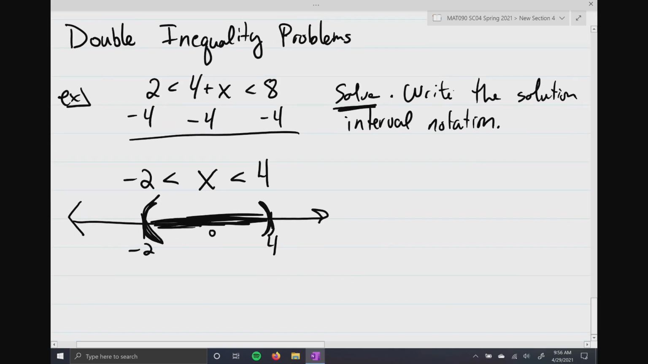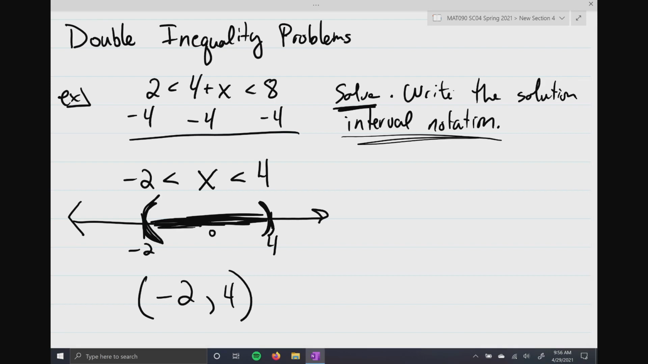Now, if you've done the math correctly and you did your shading correctly, your interval notation is staring you in the face. It's the parenthesis, negative 2, comma, 4, end parenthesis. And that's it. So what this is telling me is x can be any number I want it to be, as long as it's in between negative 2 and 4. And I'm not allowed to include those endpoints. Okay? Are there any questions?